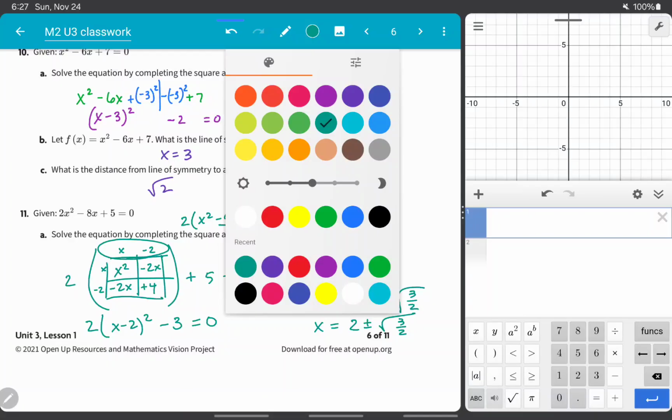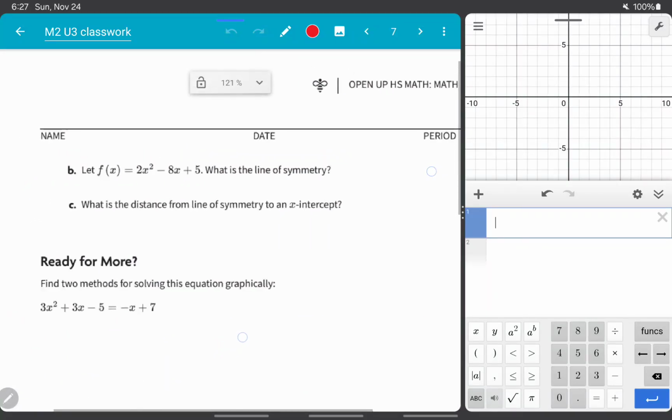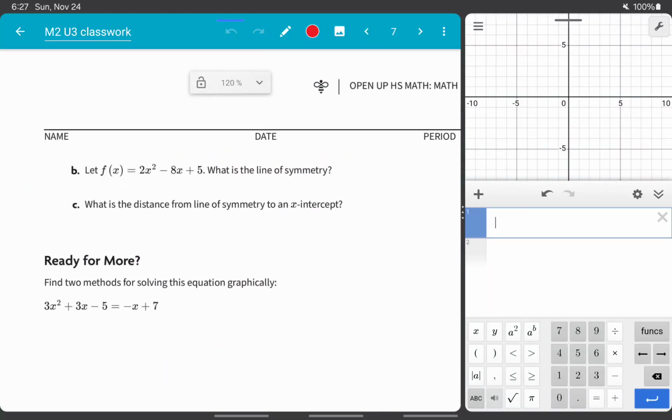So what this means is this 2, that's our axis of symmetry, and this square root 3 over 2, that's our distance to the x-intercepts. So that's going to be our answers right here. Line of symmetry was x equals 2. Distance from the line of symmetry to x-intercept, square root 3 over 2.